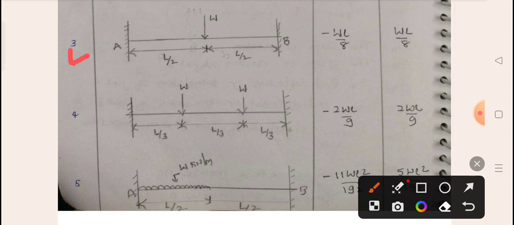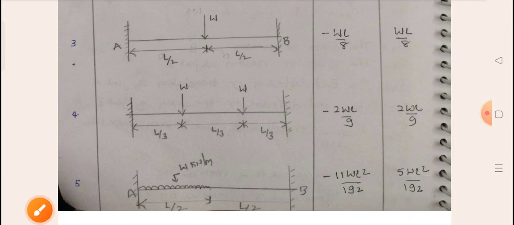Next, for the third case, now the load is exactly at the center. If the load is exactly at the center, M F A B value will be equal to minus W L by 8, and for M F B A the value will be equal to plus W L by 8. So this is the thing you have to remember.